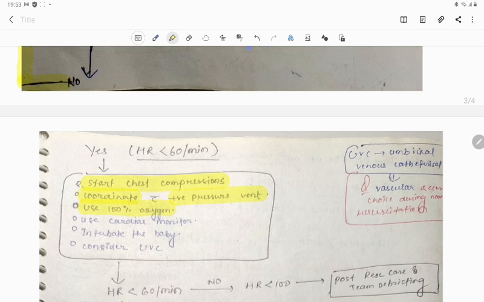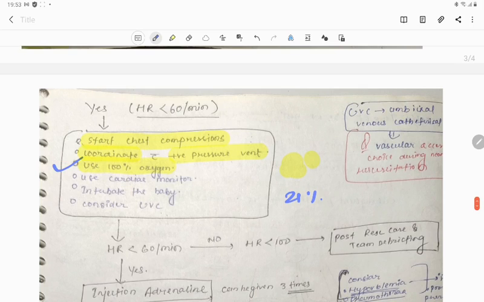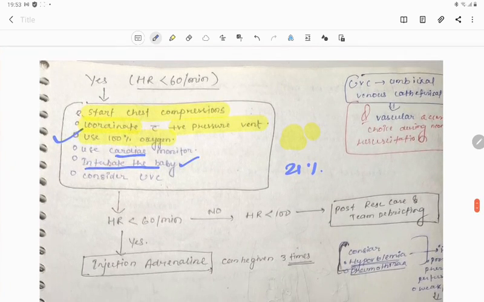And earlier when we were using bag and mask ventilation, when the heart rate was just less than 100, at that time the oxygen concentration was just 21%, right? But now we have connected everything, and the oxygen concentration that we are using now is 100% oxygen, right? After that we use cardiac monitor and we intubate the baby, and we start looking for a venous channel through which we can push certain things if required, right? So we go for umbilical venous catheterization, and it is the access of choice during neonatal resuscitation, right?